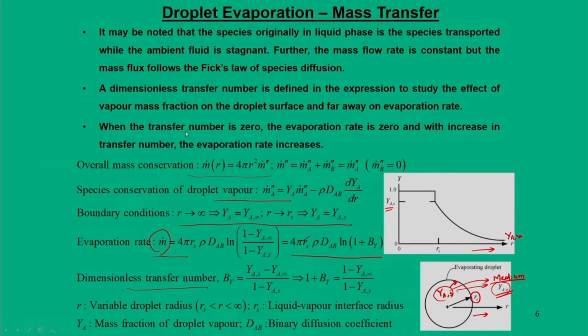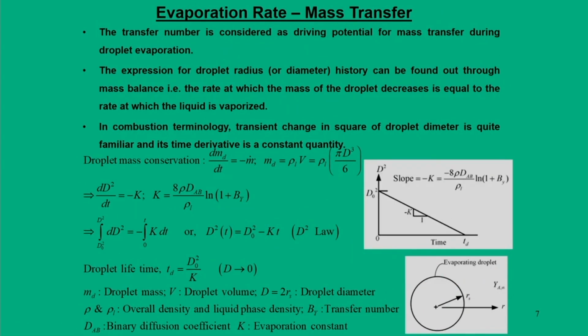The main significance is that when the transfer number is 0, the evaporation rate is 0, that means there is no droplet mass that gets transferred, so there is no evaporation. With an increase in the transfer number, the evaporation rate increases. This we can catch hold of from the evaporation rate expression, m dot equals 4 pi R_s rho D_AB ln(1 plus B_Y). So, here you remember the term transfer number with respect to mass transfer. Now, once you have this transfer number, you can see that when the droplet comes out of the injector, it has some finite diameter or size, and finally the diameter vanishes with time.